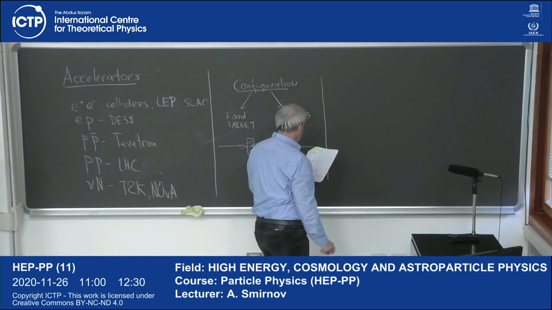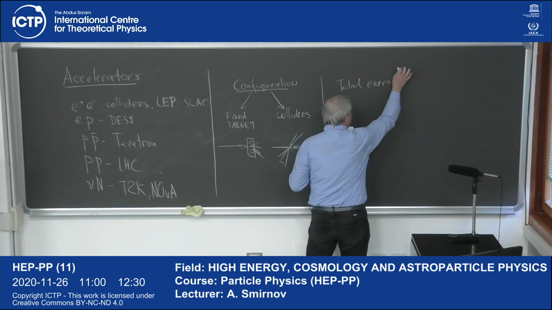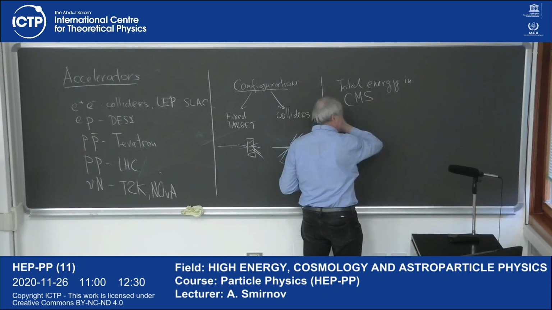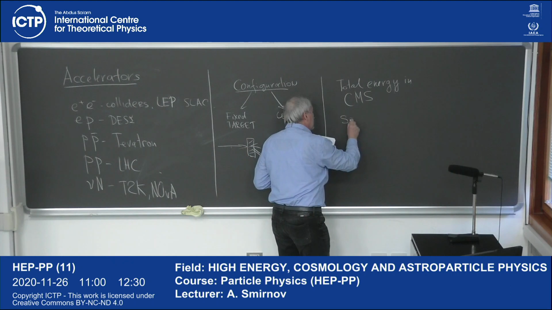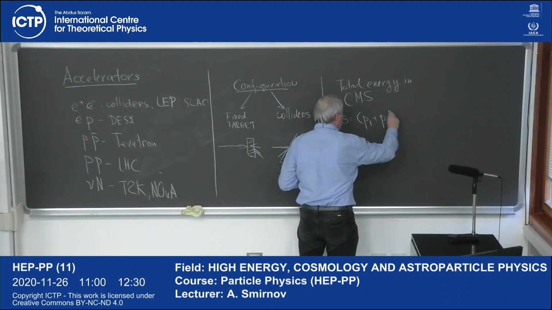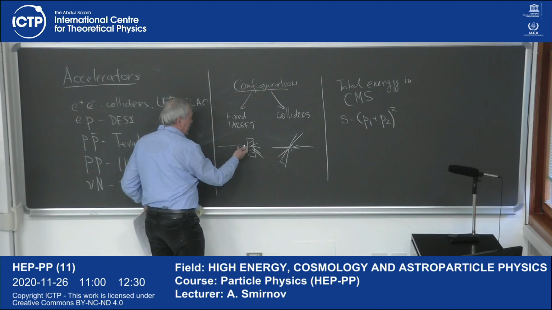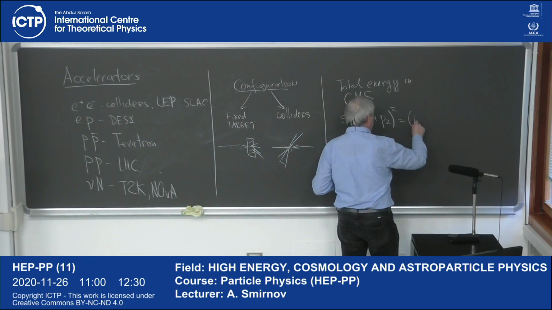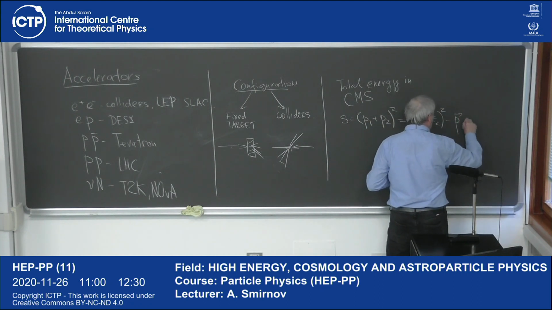A crucial characteristic of the accelerators is the total energy in the center of mass system. So what is this? You can introduce the invariant s, which is (p1 plus p2) squared, where these are the four-momenta of the colliding particles. This is Lorentz invariant, and we can write it as (E1 plus E2) squared minus (p1 plus p2) squared, right?